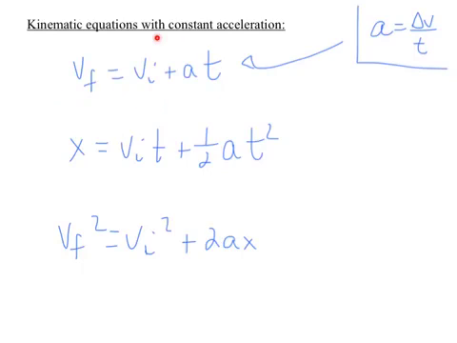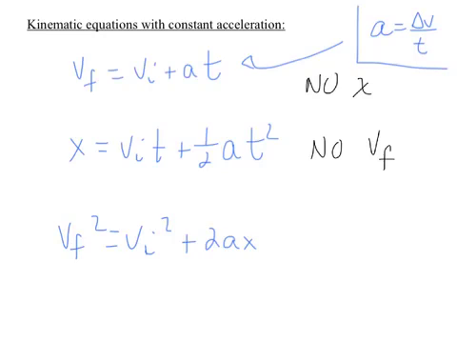But notice the first equation does not have x in it. So this equation has no displacement involved, if you want to write a note. Not using displacement here. The second equation, notice, does have displacement involved in it. It absolutely does. And it has our time and our initial velocity, but it doesn't have final velocity. So this one is not used if you're missing the final velocity.